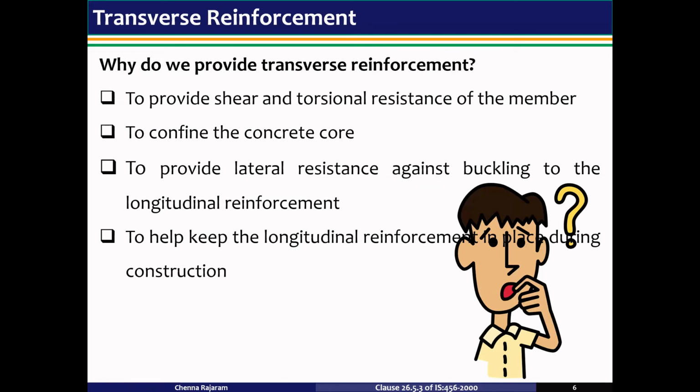Why do we provide the transverse reinforcement? The transverse reinforcement is provided to give shear and torsional resistance to the member, to confine the concrete core, to provide lateral resistance against buckling to the longitudinal reinforcement, and to help keep the longitudinal reinforcement in place during the construction.